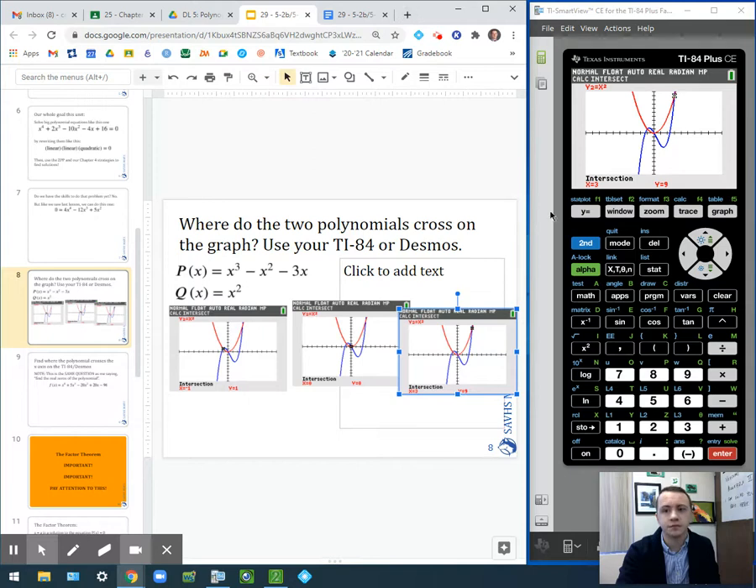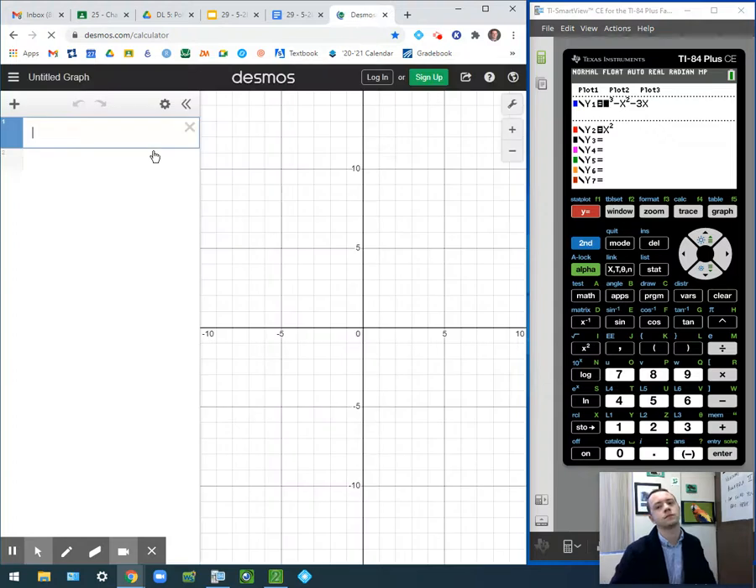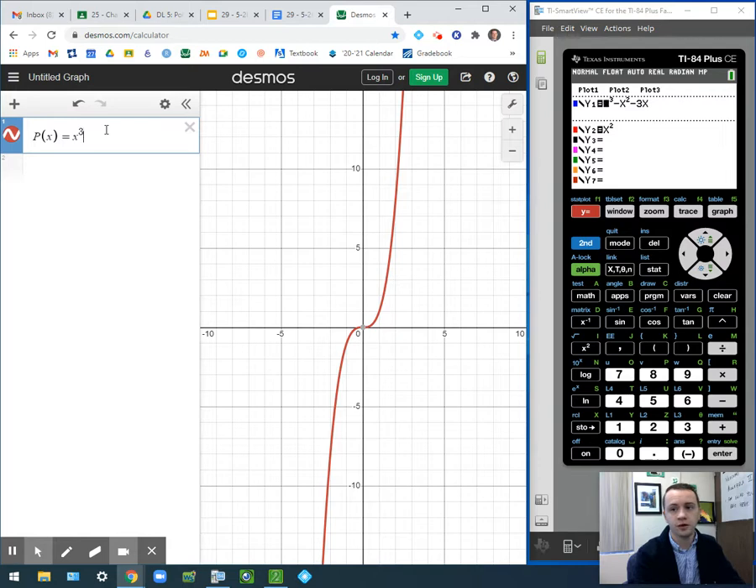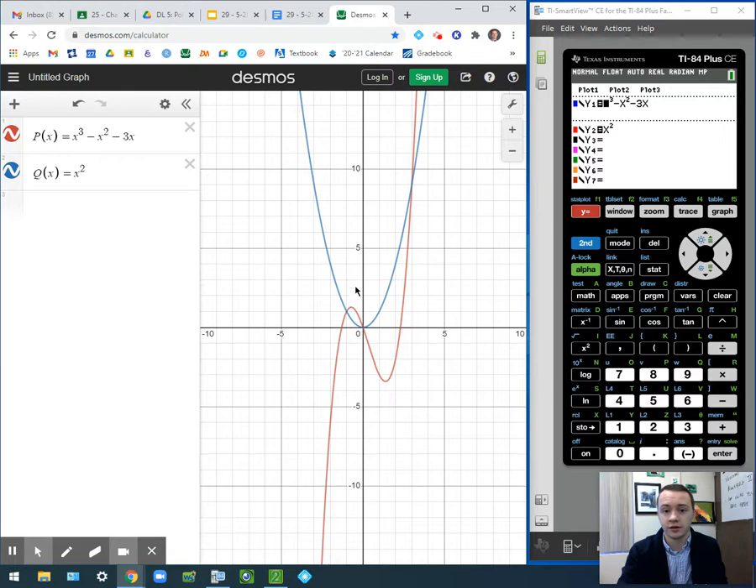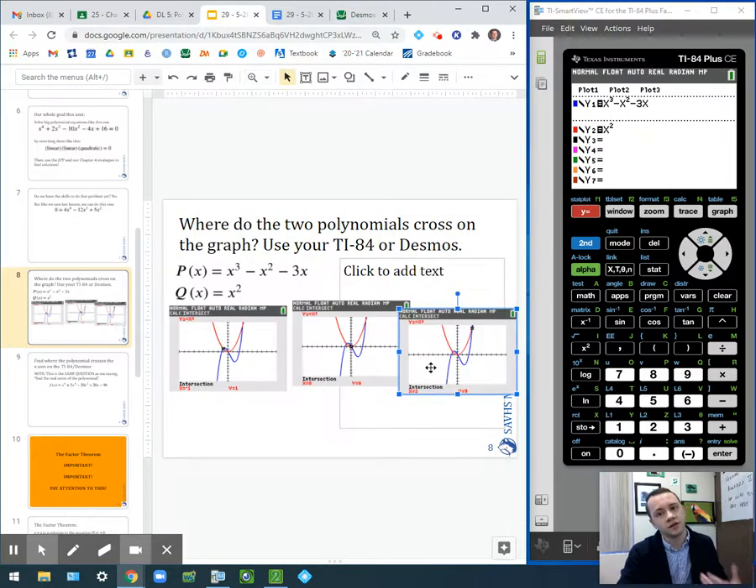On Desmos, you can do the same thing. Okay, so I'm going to put in p of x is x cubed minus x squared minus 3x. And then q of x is x squared. And so then you can literally just click on the 3 places where it intersects, and you can get the points right there like that. So same answers as this. It's just a little bit easier on Desmos. I want you to be good at using the calculator because there are things that the calculator does better, but Desmos is really helpful for us right now.